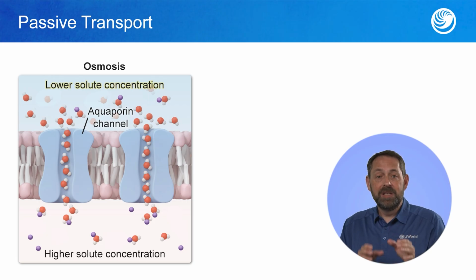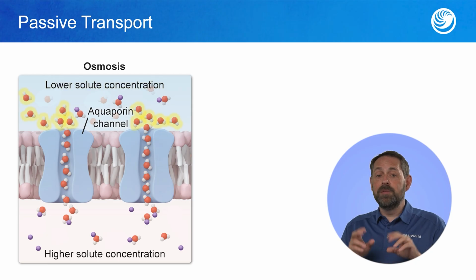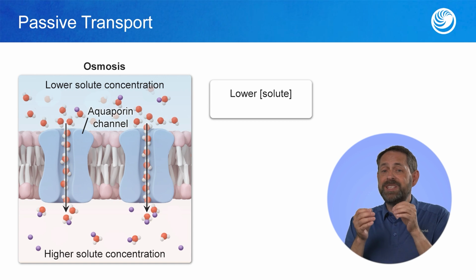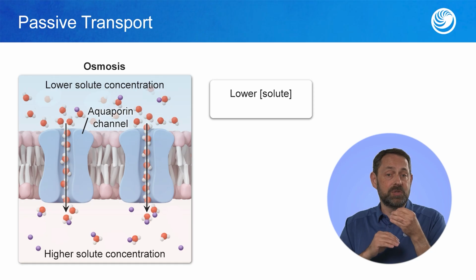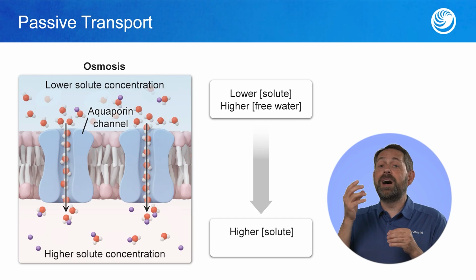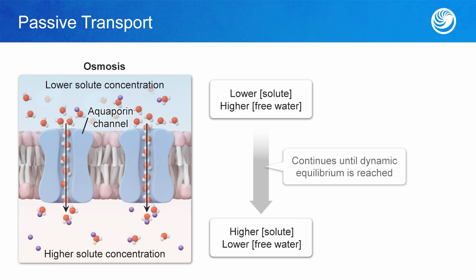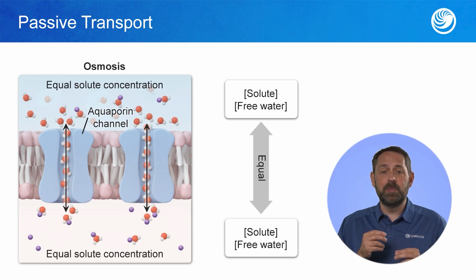On the other hand, since the other side of the membrane has a lower solute concentration, there will be more free water molecules available. As a result, free water moves down its own concentration gradient from the side of the membrane with a lower solute concentration and higher free water concentration to the side of the membrane with a higher solute concentration and lower free water concentration. This movement of water molecules continues until a dynamic equilibrium is reached, meaning the concentration of free water molecules is the same on both sides of the membrane.